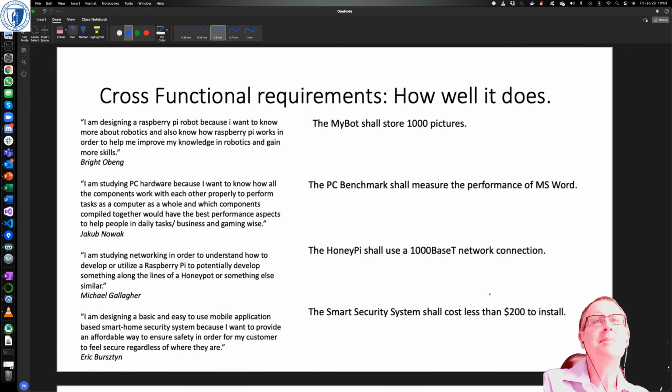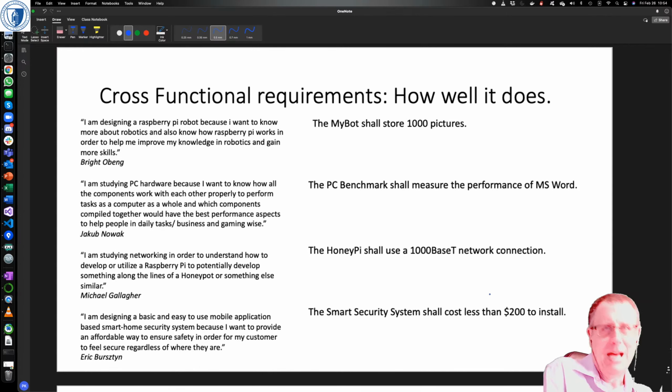For Jacobs, maybe the example would be the PC benchmark shall work on Windows. Right? The PC benchmark shall work on Linux. The PC benchmark shall work on macOS. Right? That's a cross-functional requirement. It impacts the whole system. And again, I'm making these up completely out of the blue.